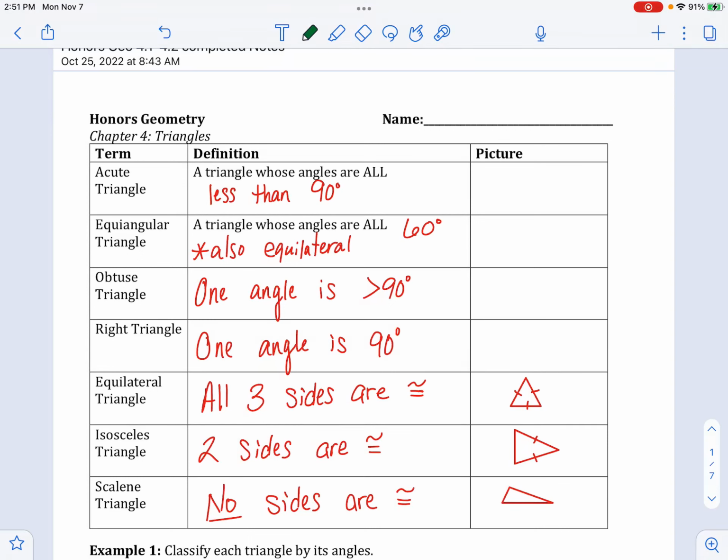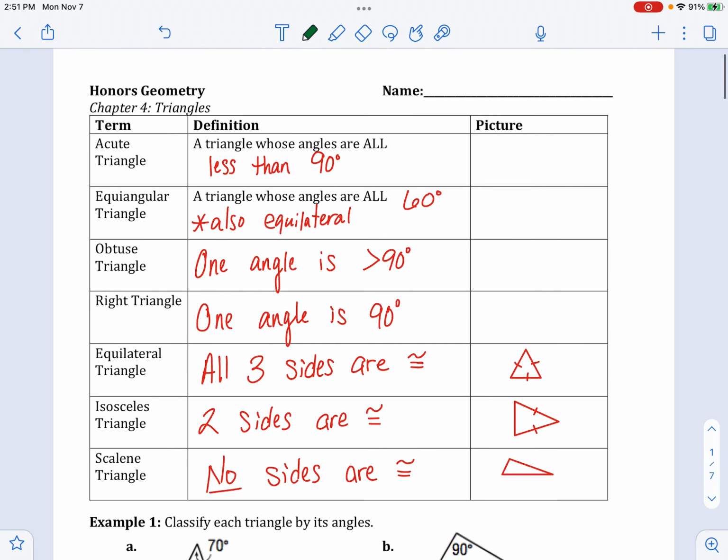On this video, we're going to look at our Chapter 4 triangle notes. So this is 4.1 to 4.2. The first thing I would do is pause the video and get the definitions down. And once you got your definitions written down, unpause, and we can move on.